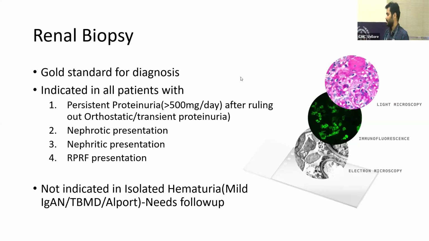Renal biopsy is indicated in all patients with more than 500 milligrams per day proteinuria after ruling out these transient conditions. If the patient has nephritic syndrome, nephrotic syndrome, or RPGN presentation, you have to do the renal biopsy. But there is one exception: isolated hematuria. Many times it may be due to mild IgA nephropathy, thin basement membrane disease, or Alport syndrome. In these conditions, even the renal biopsy will not change the management, so there is no need of renal biopsy.